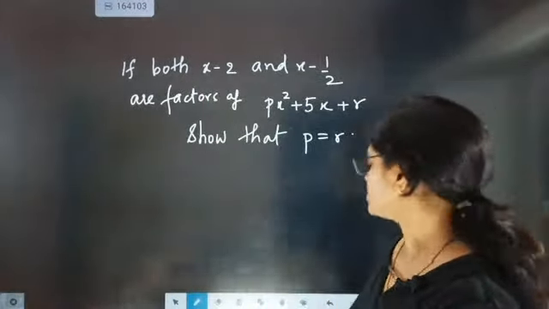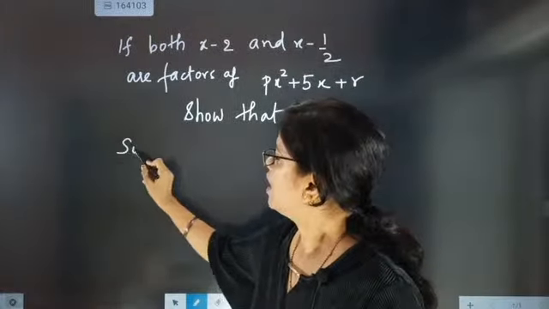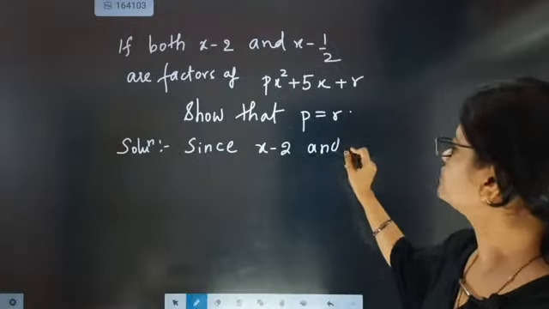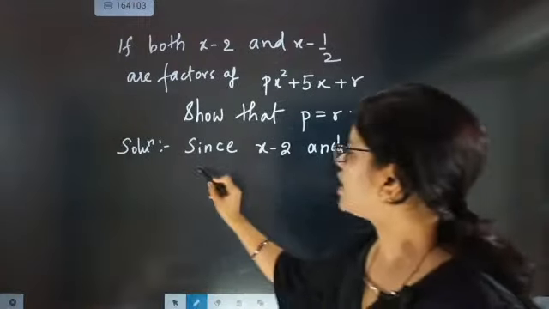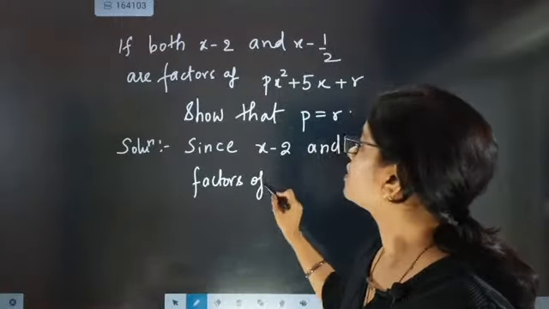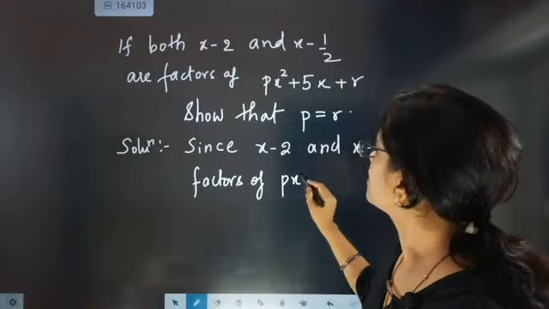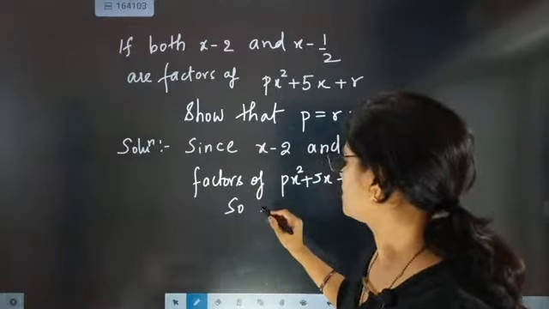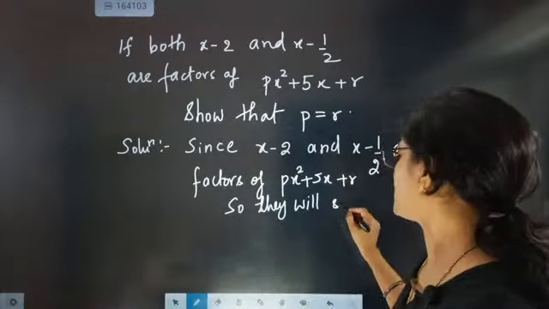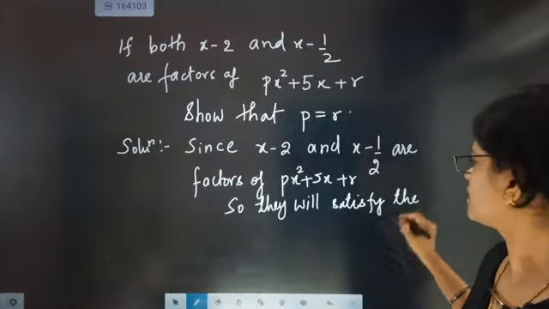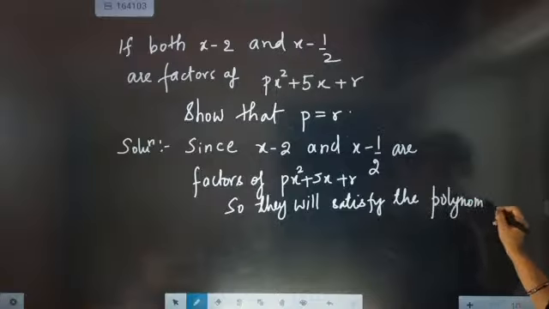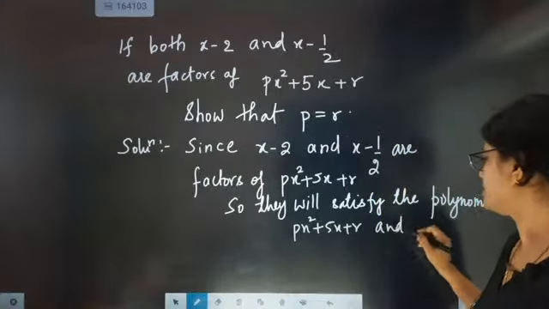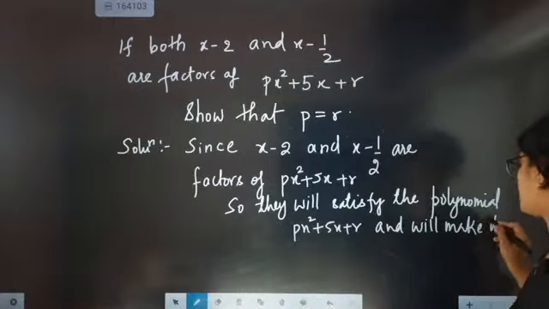So what we are going to do here is, first, we will say that since x minus 2 and x minus 1 by 2 are factors of px squared plus 5x plus r, they will satisfy the polynomial and will make it equal to 0.